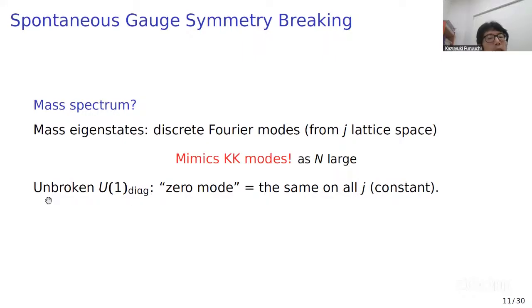And only the U(1) part remains unbroken. We call it the unbroken diagonal U(1). It corresponds to the zero mode in the extra-dimensional language. Zero mode means a field has the same value on all the lattice sites. It's like a constant function.